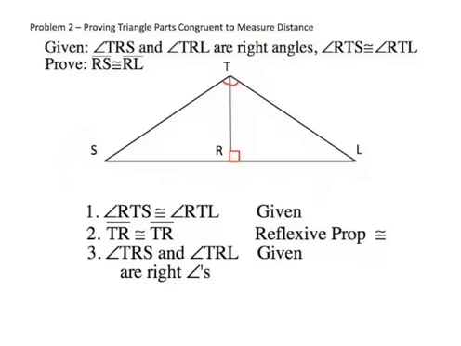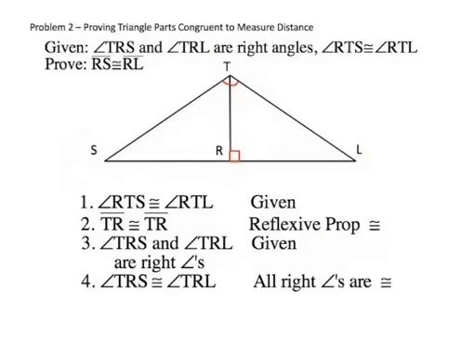And now let's bring in our second piece of given information up here, and we're going to say that angle TRS and angle TRL are both right angles because it is given right here. And using that piece of information, we're going to say that angle TRS and TRL are congruent because all right angles are congruent. We learned that in chapter 2.